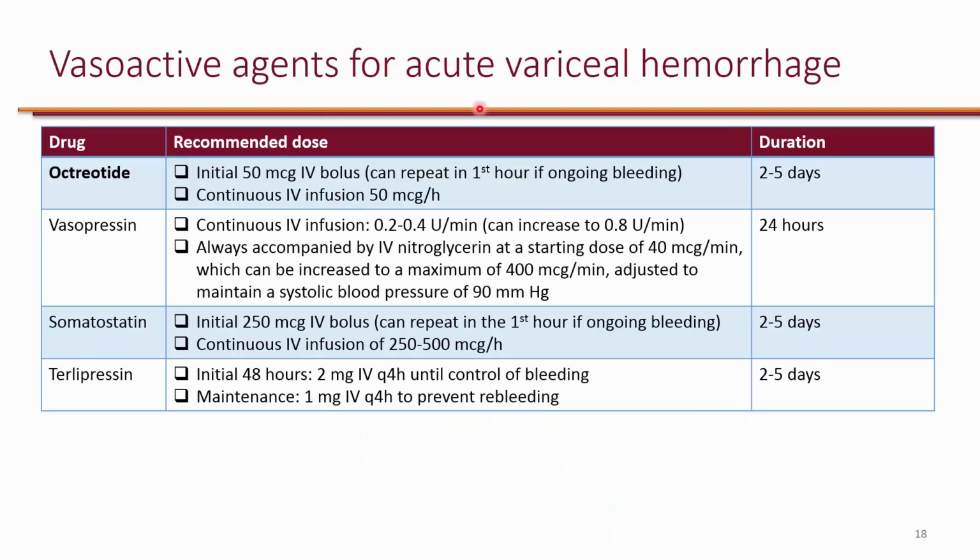Here are the vasoactive agents for acute variceal hemorrhage. So for the most part, octreotide is what we use. The initial dose is 50 microgram IV bolus, which can be repeated in the first hour if ongoing bleeding is going on. And then we do continuous infusion of 50 microgram per hour. And this goes 2 to 5 days. So during those 5 days, then you'll have some sort of procedure to stop the bleeding. And then once you stop the octreotide, then you start your non-selective beta blockers. Other agents include vasopressin, somatostatin, and terlipressin.